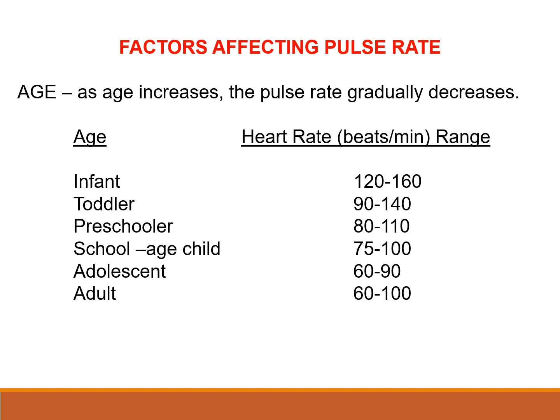So now let us talk about the factors that influence pulse rate. Number one is age. As age increases, the pulse rate gradually decreases. So it is normal for an infant to have a pulse rate or a heart rate of 150 or 159, as the heart rate range for an infant is 120 to 160. And it is abnormal for an adult to have a pulse rate of 160 beats per minute because it is above the normal range of the heart rate.